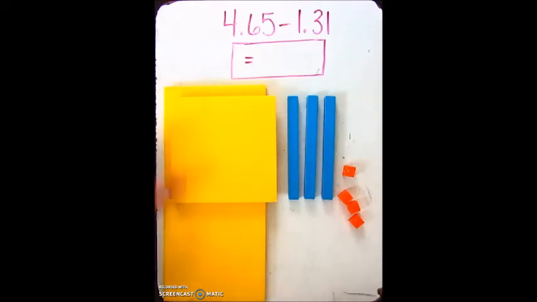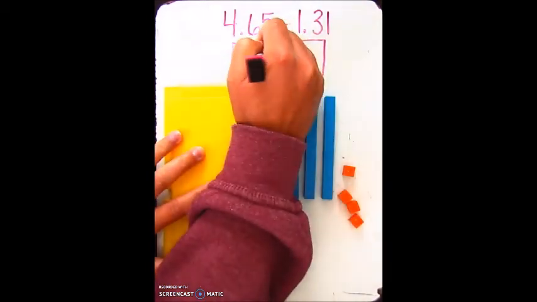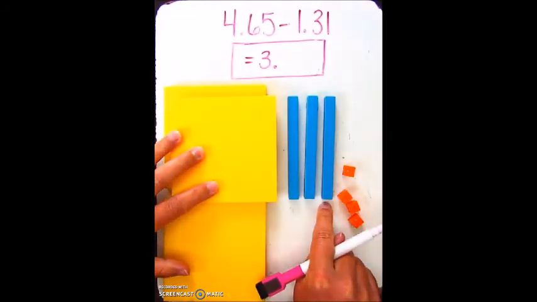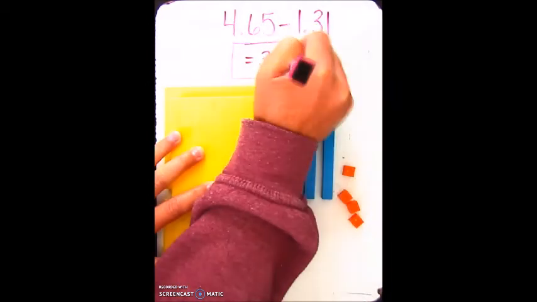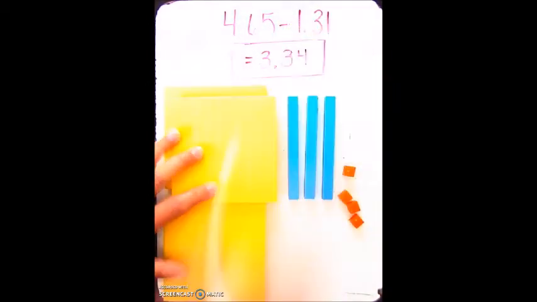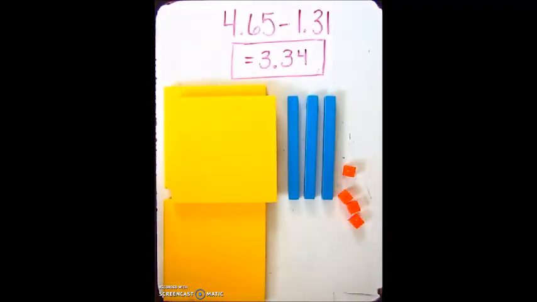So that means I have 3 full flats, so I have a 3 in the ones place. I have 3 tenths rods, so I have a 3 in the tenths place. And I have 4 hundredths cubes. So my final answer would be 3 and 34 hundredths.